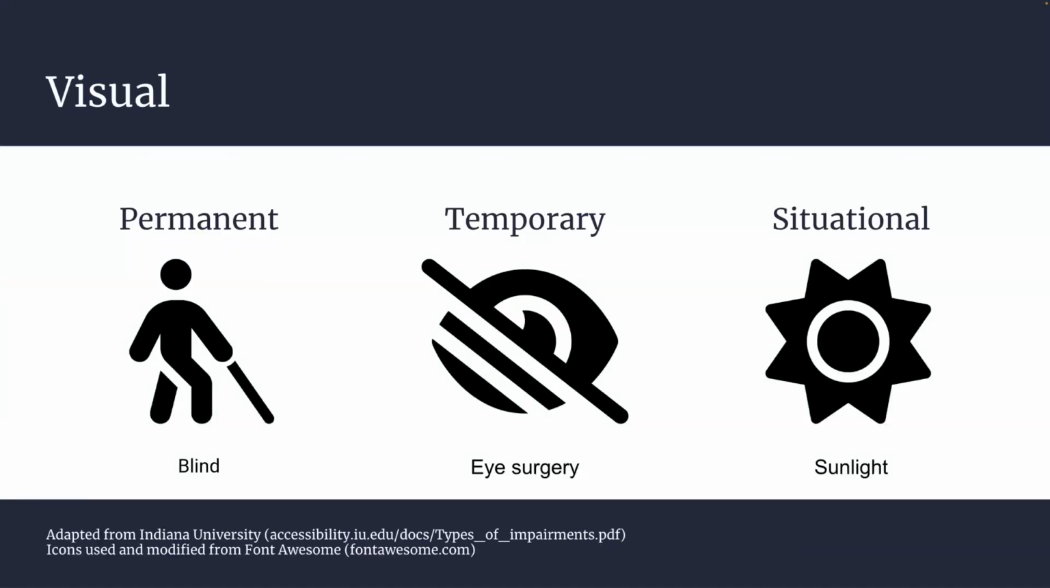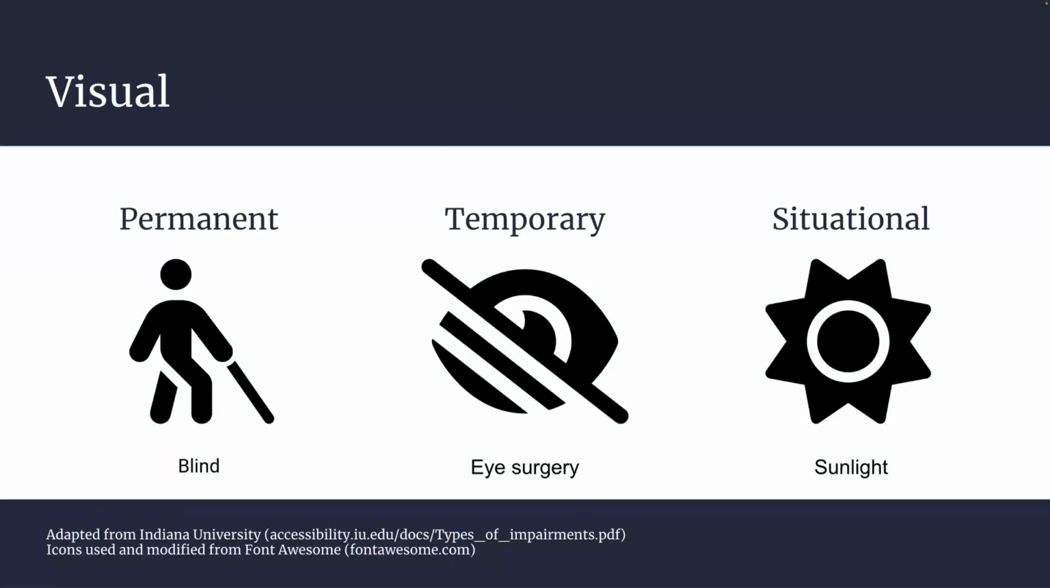Let's start with visual disabilities. When we say someone has a visual disability, we could mean a person who's blind, of course. This is a permanent disability. But we could also be talking about a person who goes in for eye surgery. Normally their vision is pretty good, but right now, while they're recovering, they have either limited or no visual ability. They'll regain their vision in a few days, but for the moment, they have a temporary visual disability.